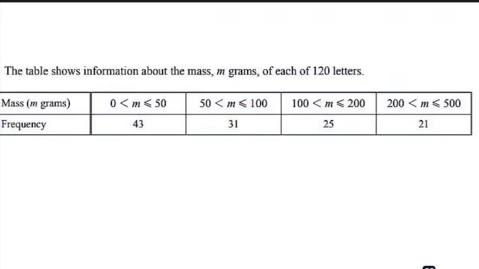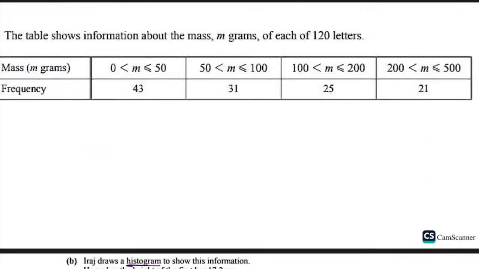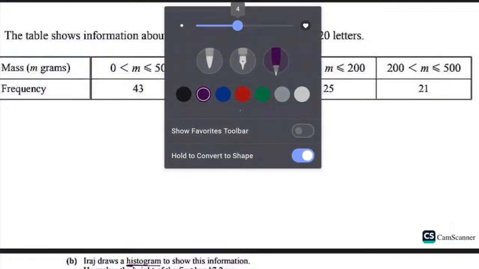Right, let's go through this one. Let's see how it's going to be. Let's enjoy it. What are we going to say for this one? Well, the table shows a lot of information. Thank you for the table. What are we using it to do? Histogram? Okay. Iran shows a histogram to show this information. He makes the height of the first 17.2. Okay, let's see how he found his height.